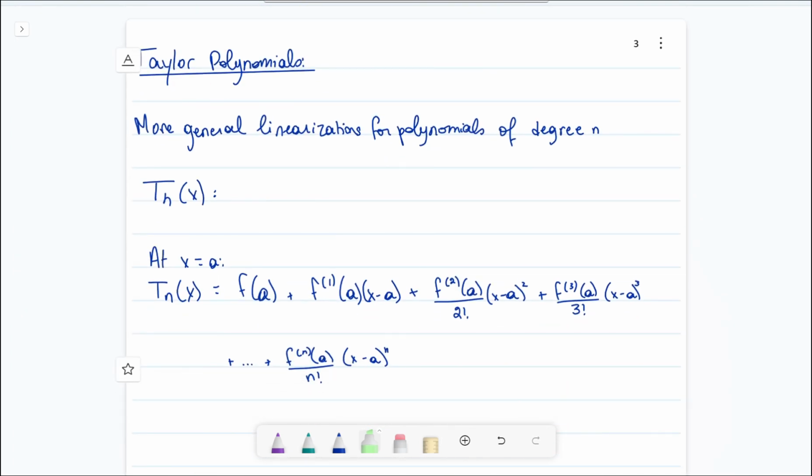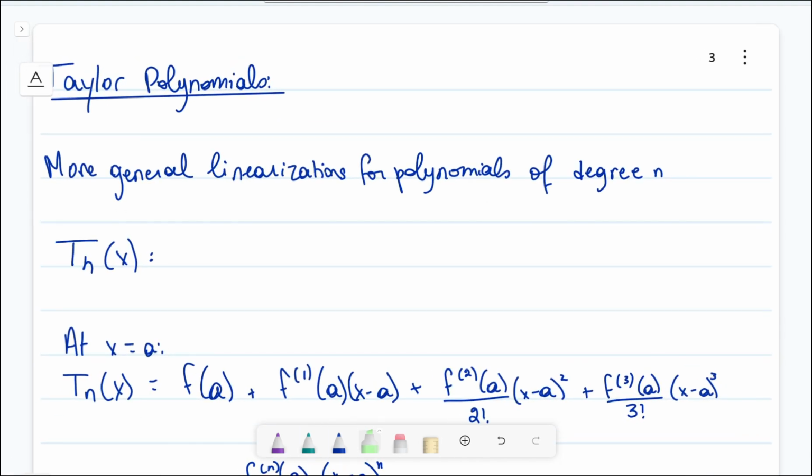So we will now move to Taylor polynomials. Taylor polynomials are more general linearizations for polynomials of degree n, and you will understand this more with the examples. But first of all, let's talk about the notation. We write the Taylor polynomials T, and then with a subscript n of x. This is the nth degree Taylor polynomial.